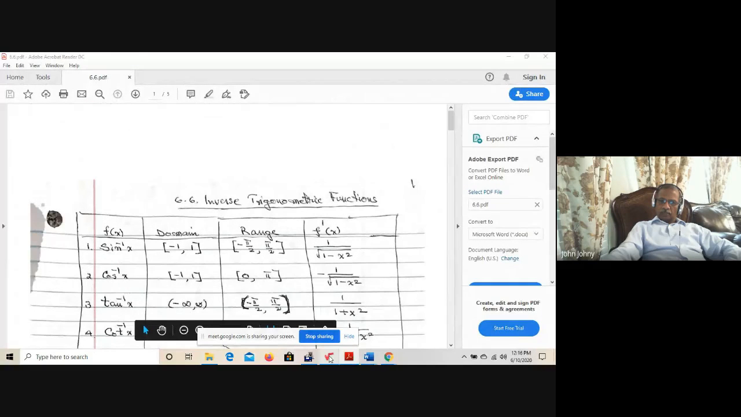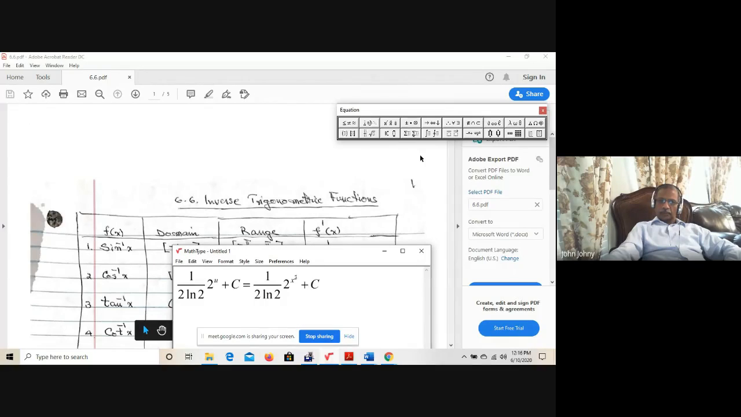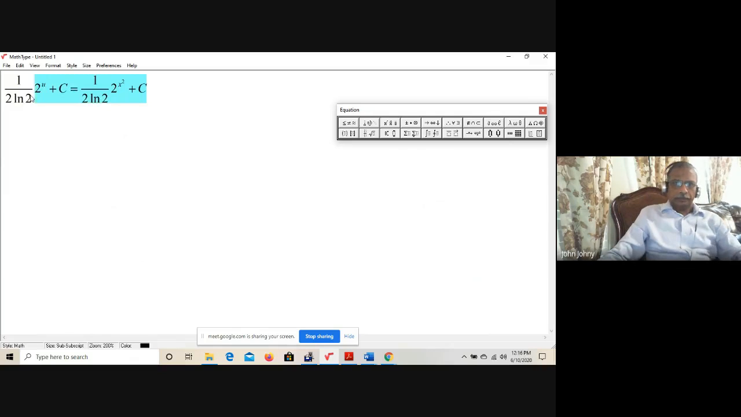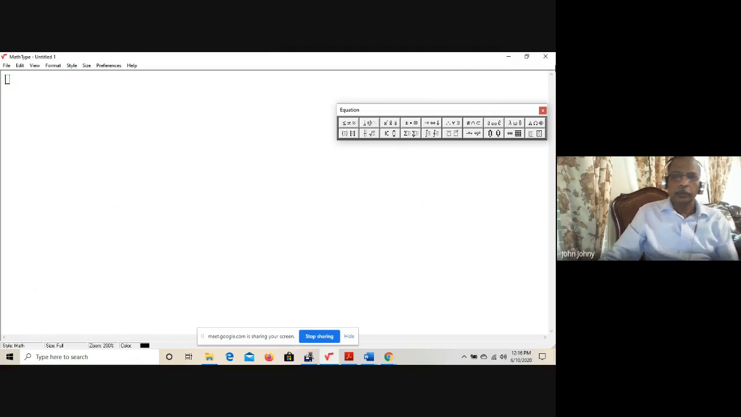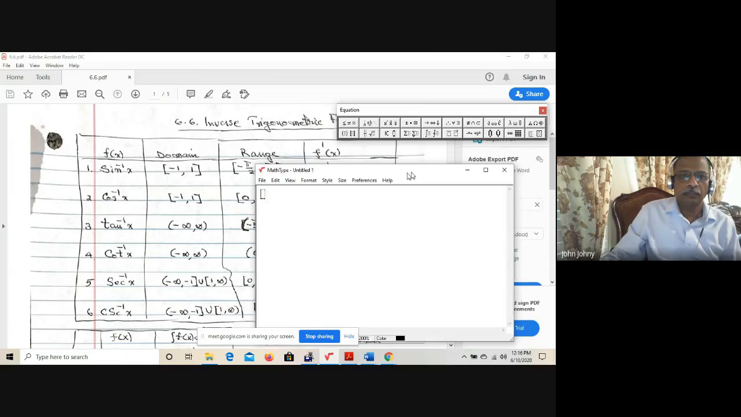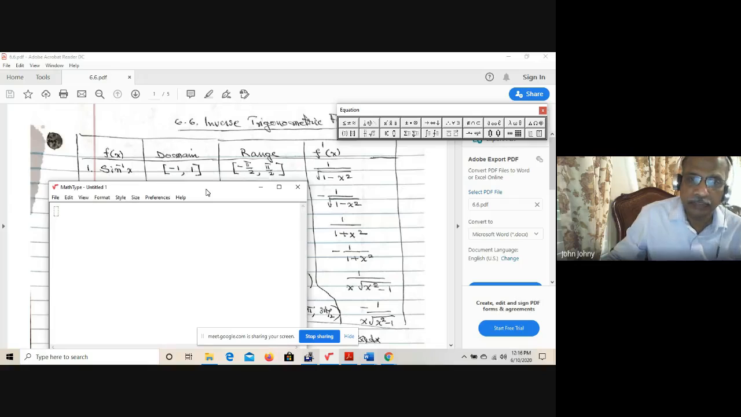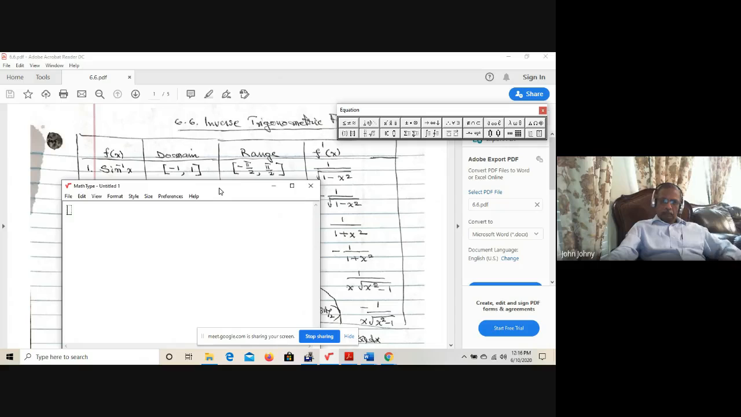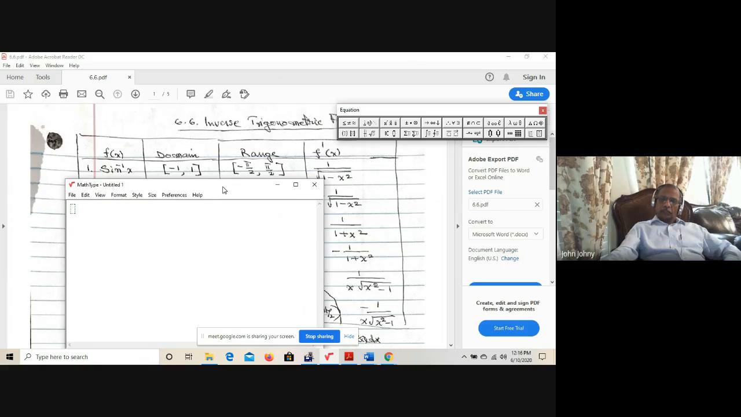Here are the inverse trigonometric functions. The first one is sine inverse x. For sine inverse x, the domain is -1 to 1. X lies between -1 and 1, and the range is -π/2 to π/2, both included.